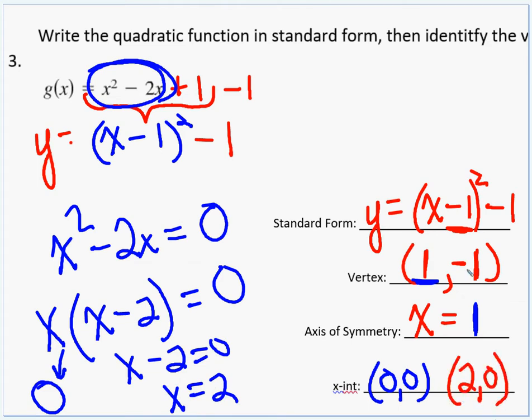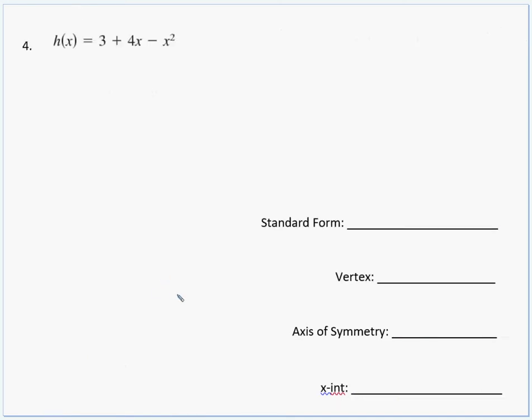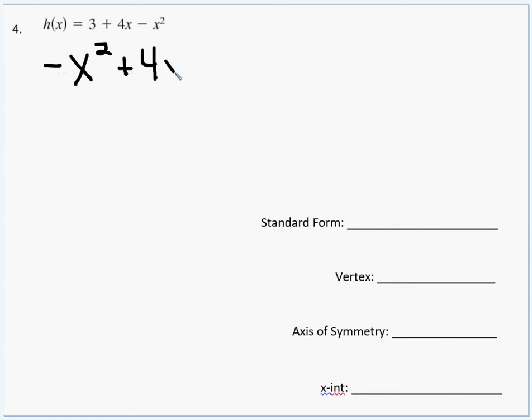Number 4, same thing, but now it's a little more complicated. Got to be a little careful there. We've got our x squared at the end and it's negative, so let me rewrite this in proper form: negative x squared plus 4x, and I'm going to leave a little gap and put my plus 3 there. Now we do have this negative here, so let's factor that out of these first two terms. So that's negative quantity x squared minus 4x, and I'll leave some space in there, and we've got a plus 3.